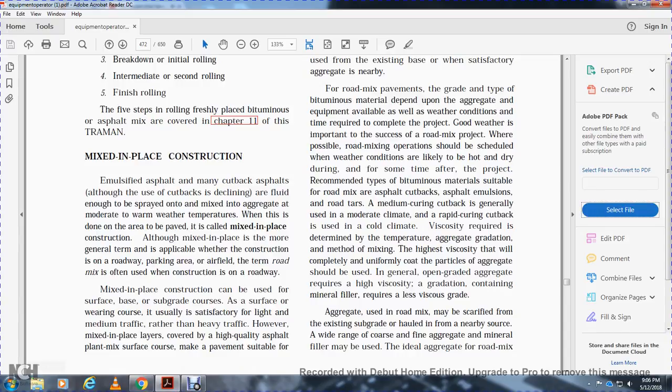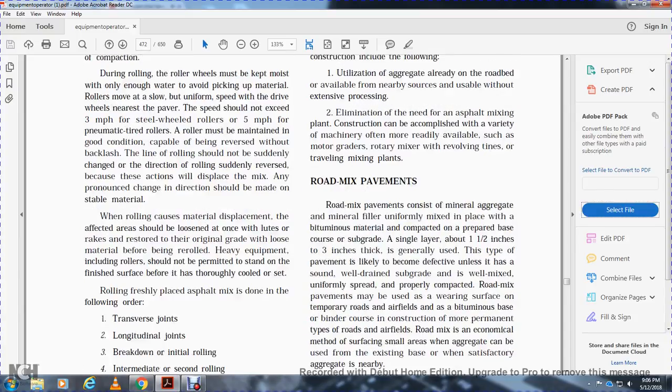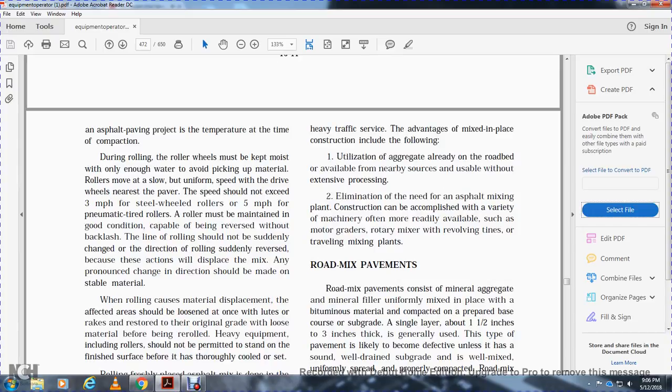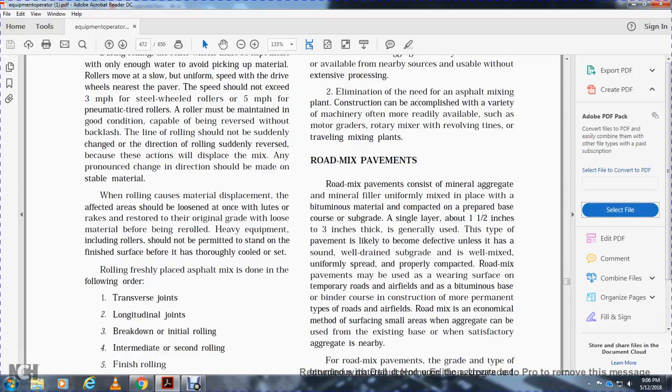Mixed-in-place construction may be used as a surface, base course, or subgrade course, or for the surface wearing course. The course is usually satisfactory for light to medium traffic rather than heavy traffic. Having mixed in layers to cover a high quality asphalt planned surface may be suitable for heavy traffic service. Advantages of mixed-in-place construction include utilization of aggregate already on the road bed or available from a nearby source that is usable without extensive processing, eliminating the need for asphalt mixing plants. Construction can be accomplished with a variety of often more readily available machinery: motor graders and rotary mixers with revolving tines or traveling mixing plants.